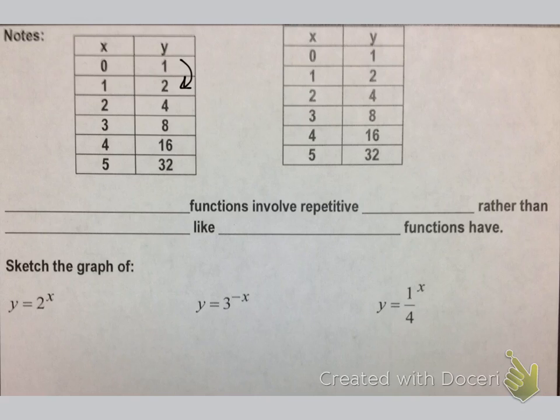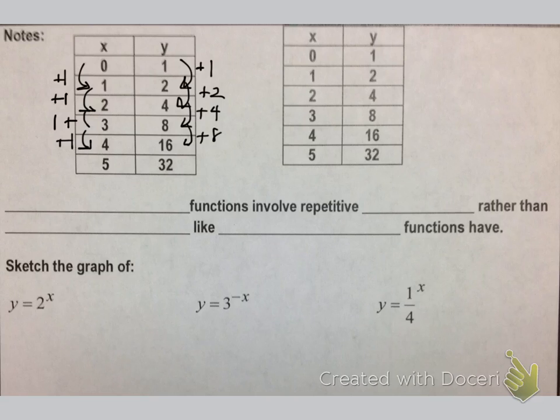Okay, 1 to 2 is plus 1, right? 0 to 1 is plus 1. 2 to 4 is, 1 to 2 is, 2 to 3 is. Okay, and on the other side, 4 to 8 is plus 4, plus 1 on this side, plus 8, right?